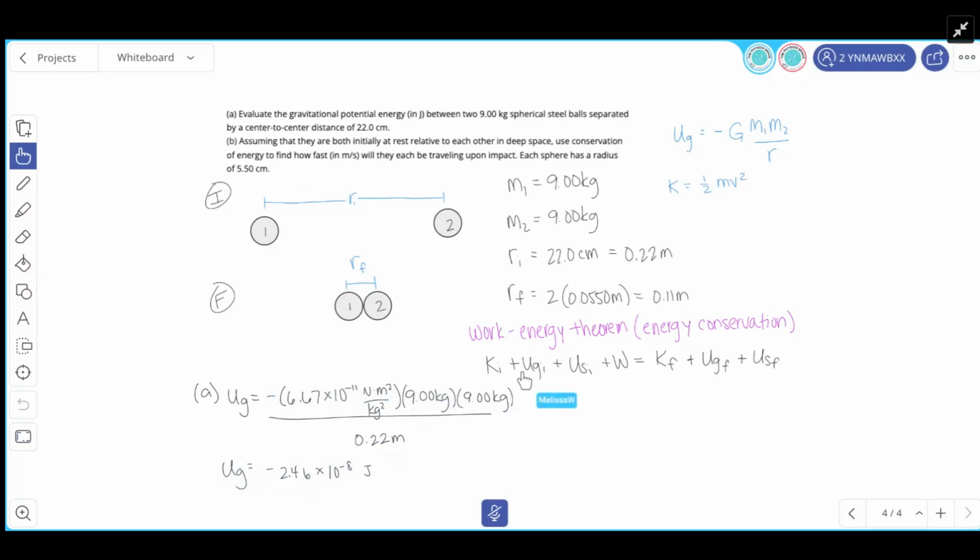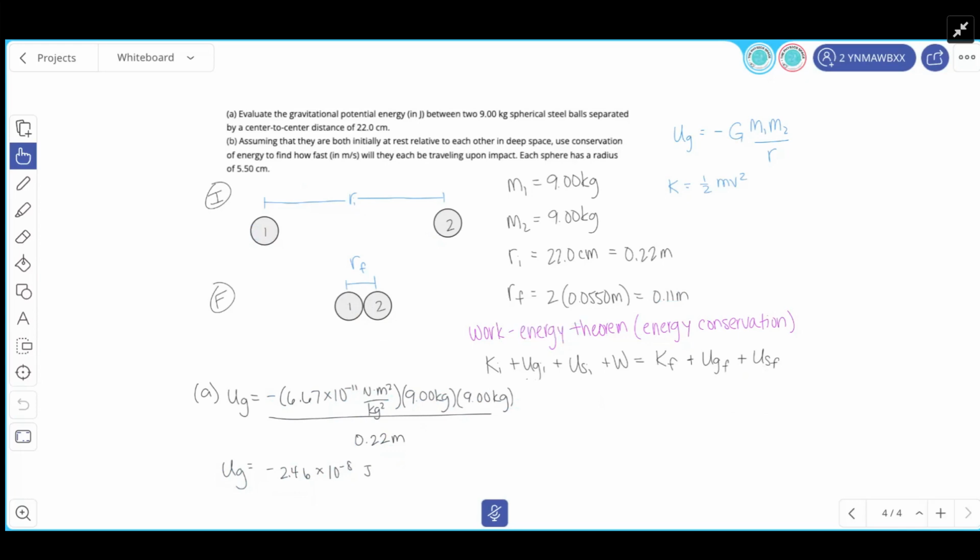So if we look at the equation related to the work energy theorem, which also is going to help us out with this idea of energy conservation, we're going to think of the initial state as these objects being that further distance apart, where our initial is 0.22 meters. And then the final state will be right when they make contact with each other. And that distance then that they'll be apart would be equal to the sum of their radii. So if the radius is 0.055 meters, we're going to double that to get that final distance.